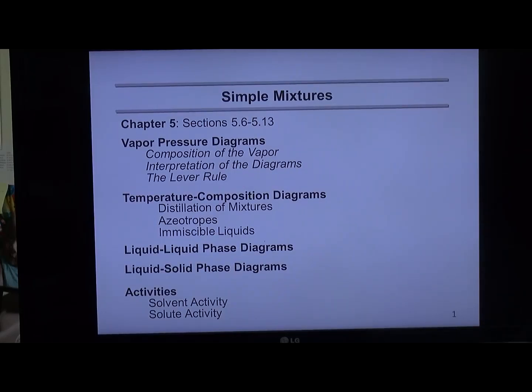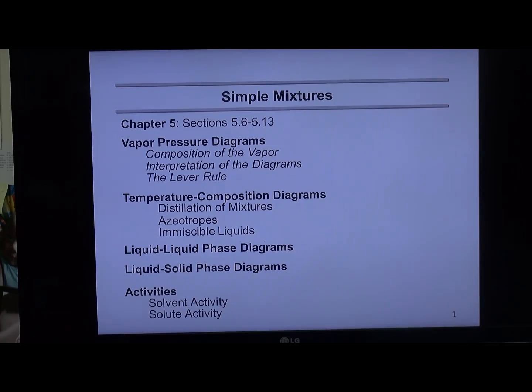Okay, let's move on to sections 5.6 to 5.13, the final sections of chapter 5. If you look at the subtitles, vapor pressure diagrams, up to section 5.5, we deal with many different things about mixtures, right? Liquid vapor boundaries, solid liquid boundaries, what would happen to chemical potentials if you add a certain amount of solute, right? Something like that.